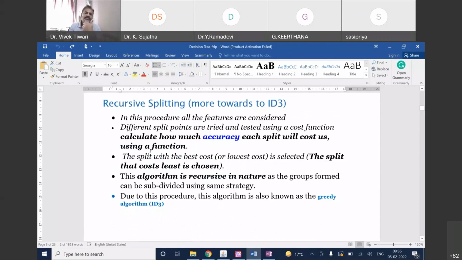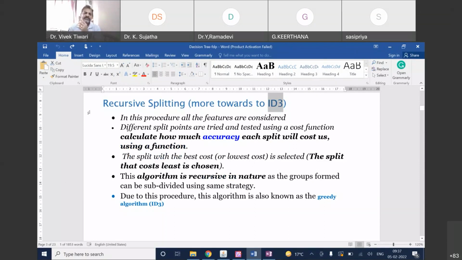What is recursive splitting? Because decision tree induction is a recursive process. Now I'm going towards the main algorithm that I'm going to cover. The algorithm under the decision tree is called ID3, one of the famous algorithms under the decision tree. That is the target to cover today. So I'm going in that direction.